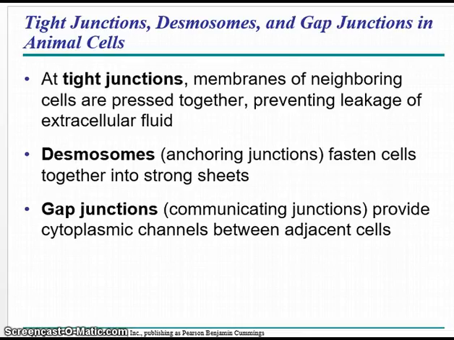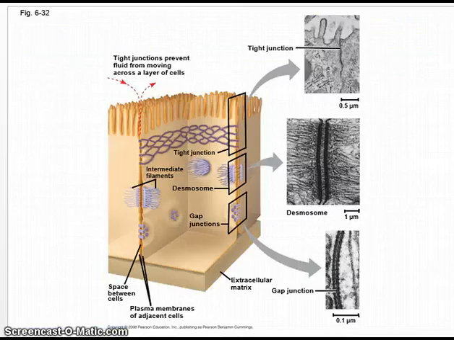The next three types, tight junctions, desmosomes, and gap junctions, are in animal cells. And the best way to explain this is to take a look at the picture. So as you can see, tight junctions are junctions or ways to stick together that hold the cell membranes of two different cells very, very tight. And that prevents any leakage, so things can't come from out here down in between the cracks of two cells. So it's kind of like a sealant. It's sealing the cells of a tissue together.